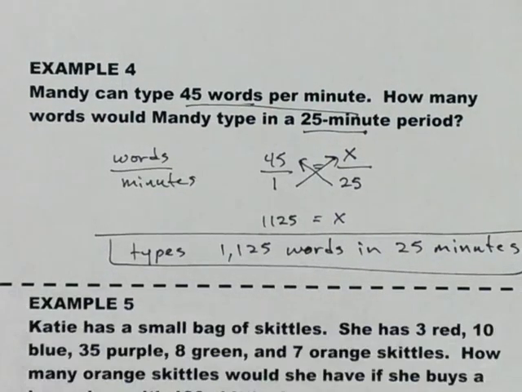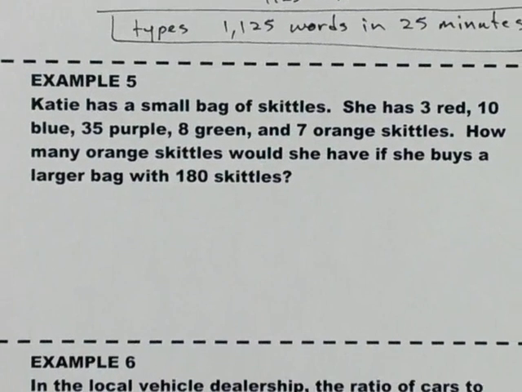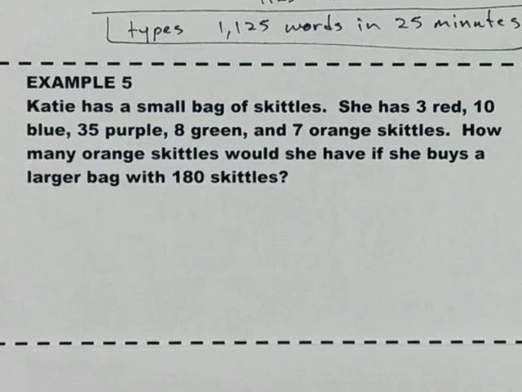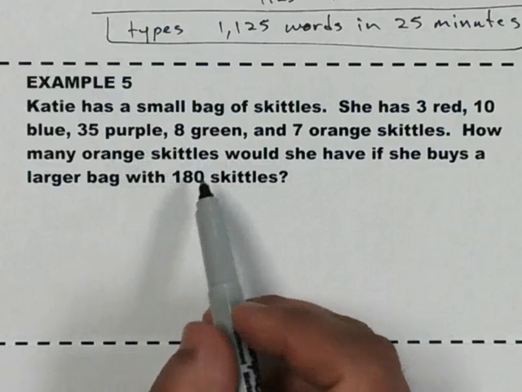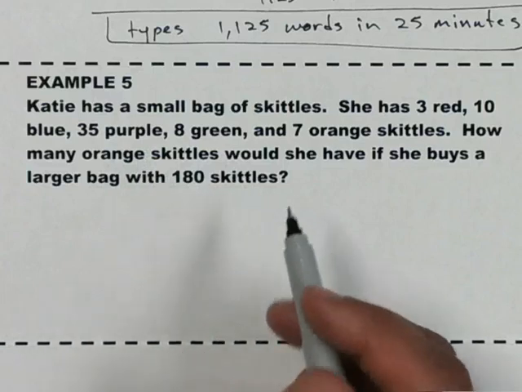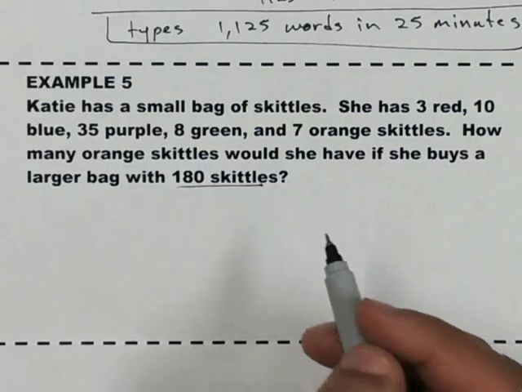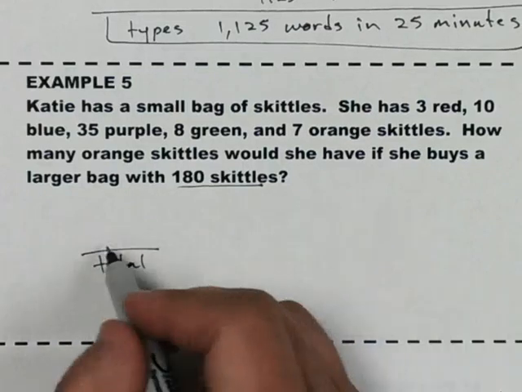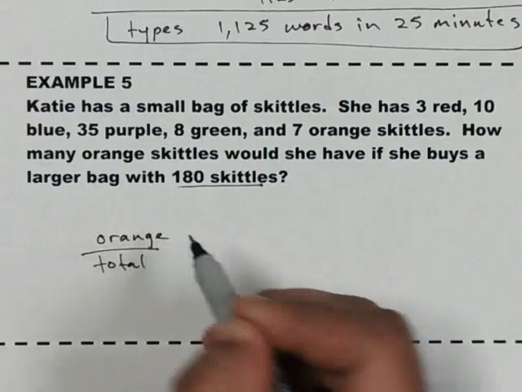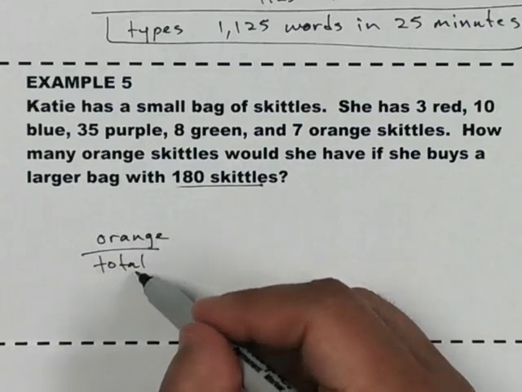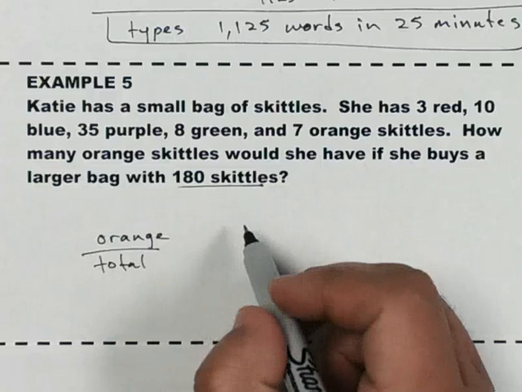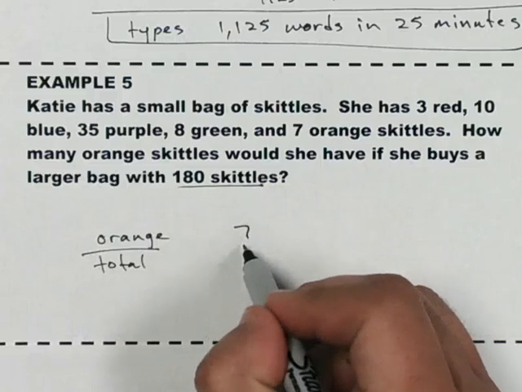All right, next problem. Katie has a small bag of Skittles. She has 3 red, 10 blue, 35 purple, 8 green, and 7 orange Skittles. How many orange Skittles would she have if she had a bag of 180 Skittles? Okay, this 180 Skittles, that represents the total number of Skittles. And we're looking at orange. Okay, so my ratio is oranges over total. And in the original, there were 7 orange.